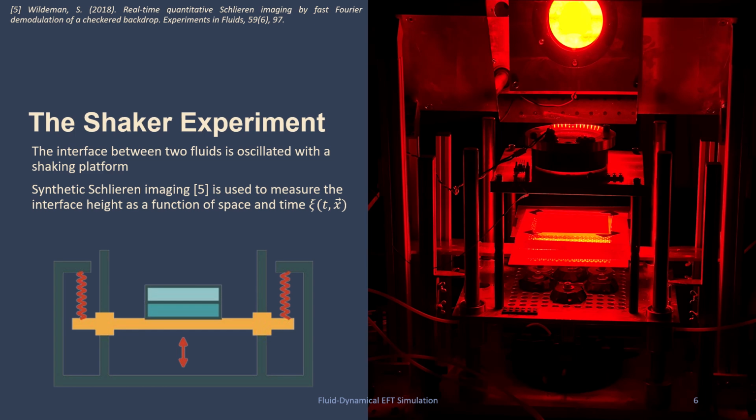And underneath the vessel is a checkerboard pattern, which we record through the interface with a high-speed camera. So waves on the interface distort the recorded pattern, and the exact spatial profile of the interface can be reconstructed at every frame of the recording through a technique known as Fourier transform profilometry. The core observable is the height of the fluid-fluid interface, which we call ξ, as a function of space and time.